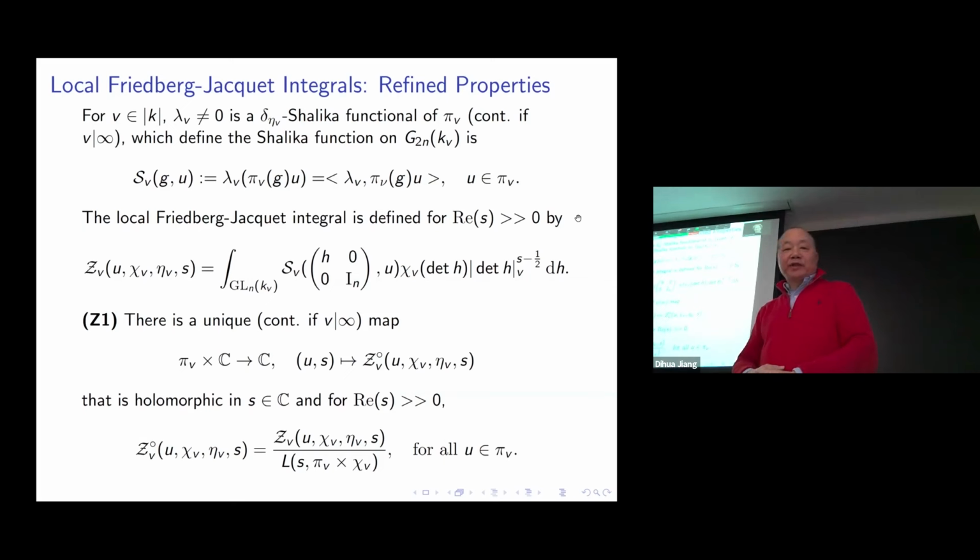And so the first property, they show that there is a unique functional from pi with parameter s. It's holomorphic in s when the real part of s is sufficiently large, and this functional can be realized as a normalized local Friedberg-Jacquet integral. In other words, the Friedberg-Jacquet integral divided by the twisted L-function locally. As long as the real part is large, you get this functional normalized.